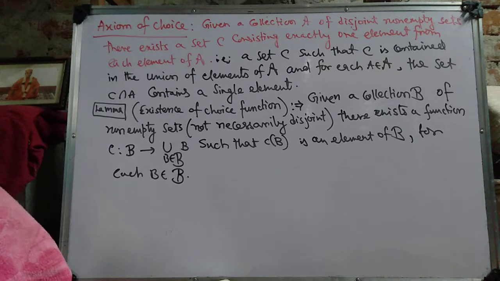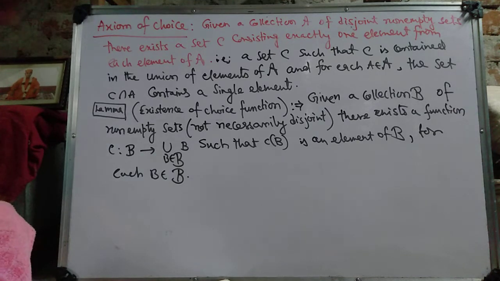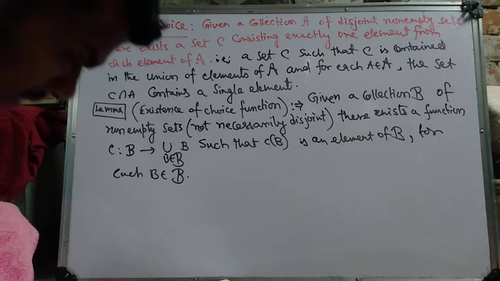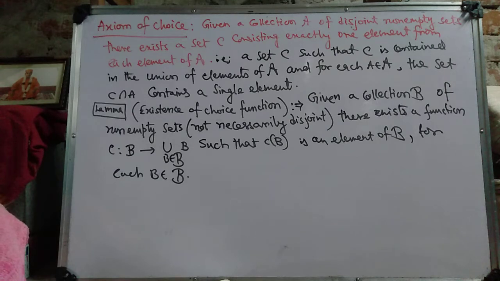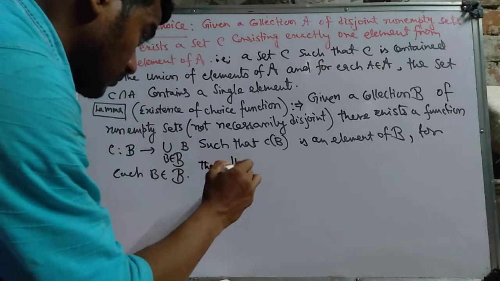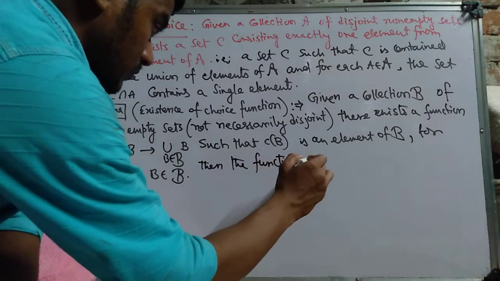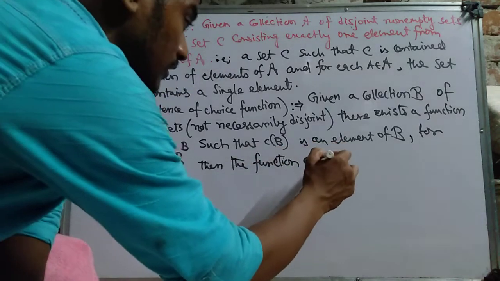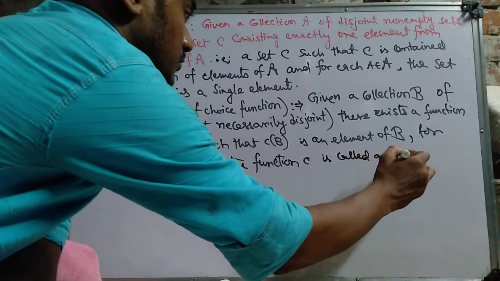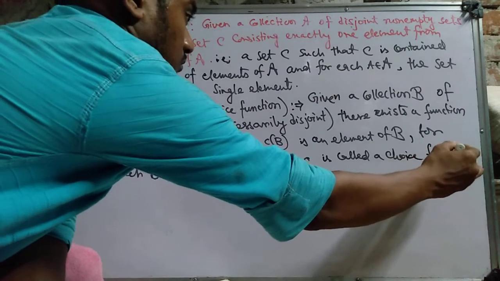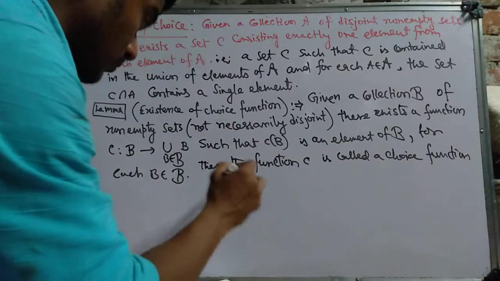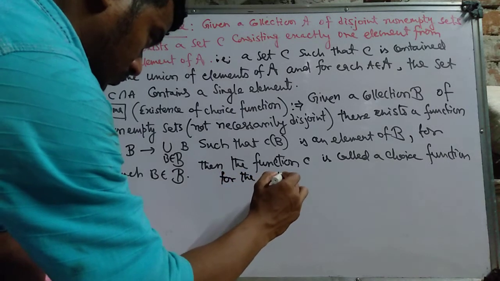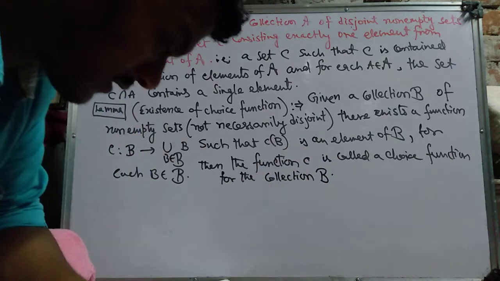Given a collection script B of non-empty sets, there exists a function C from script B to the union of B belonging to script B such that C(B) is an element of B for each B belongs to script B. Then the function C is called a choice function for the collection script B.